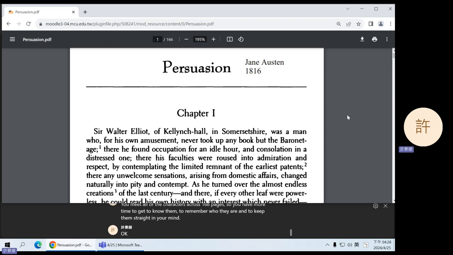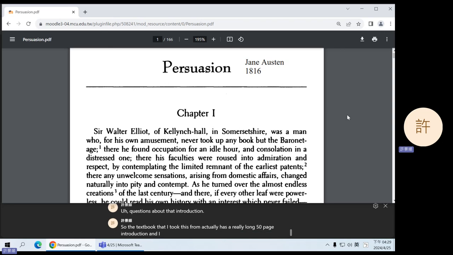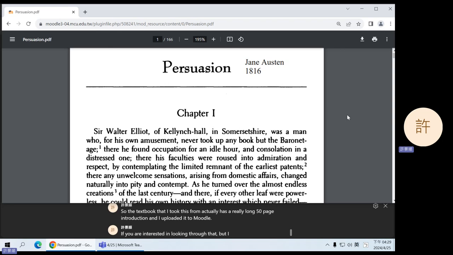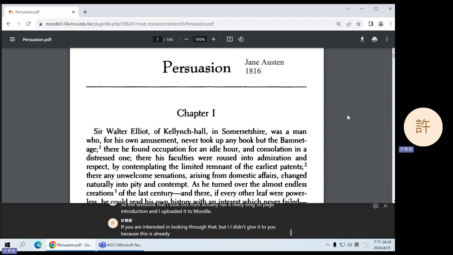Okay, questions about that introduction. So the textbook that I took this from actually has a really long 50-page introduction, and I uploaded it to Moodle if you are interested in looking through that. But I didn't give it to you because this is already thick enough.